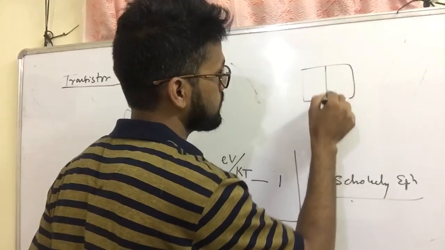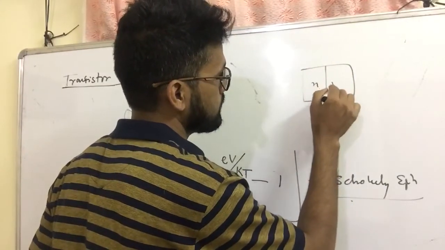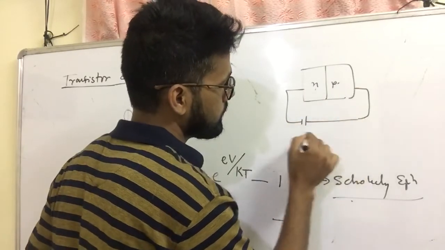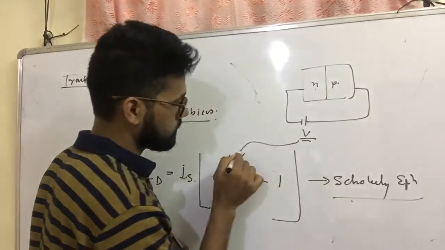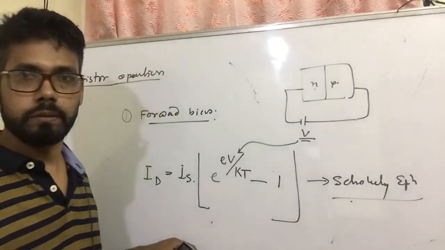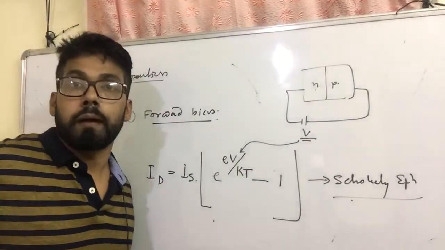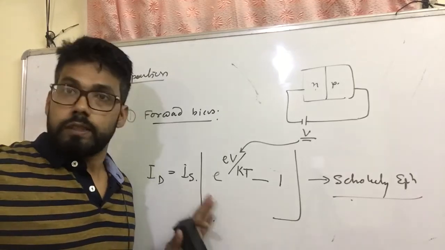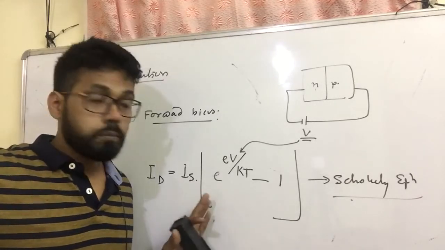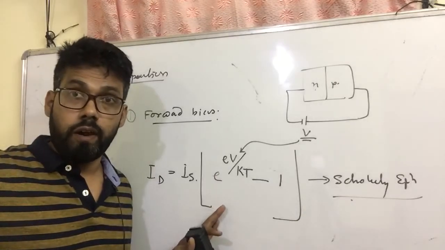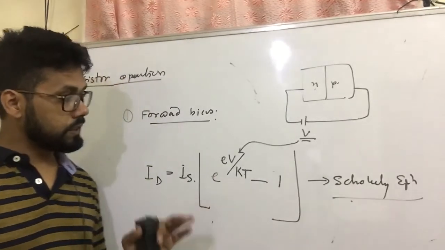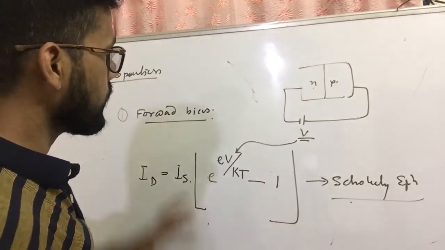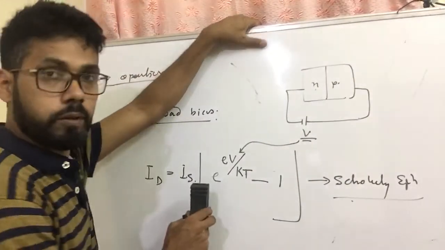That's what I am telling you. Suppose this is P, this is N, this is connected to negative, this is connected to positive, this is V. This is known as the biasing voltage. Clear? And this equation is the Shockley equation. This is the forward bias condition. Okay, this is a forward current. Now you see what I can understand. This is a forward current.